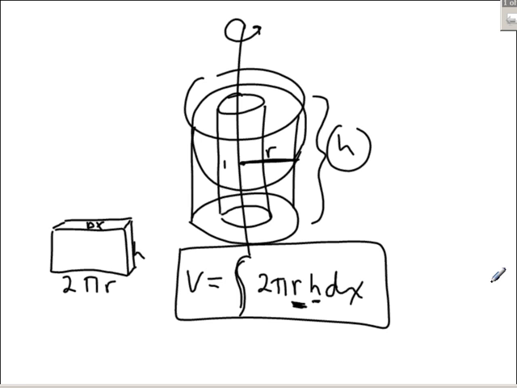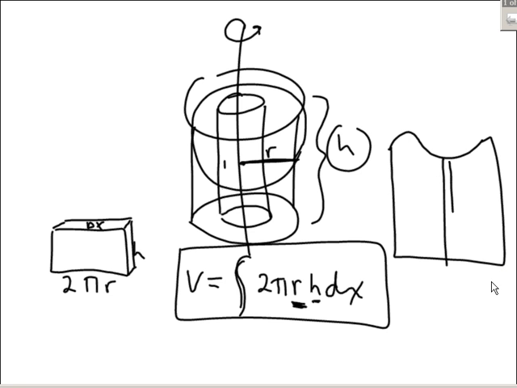And the paper towels, if you take a knife and cut the top, might look like that. So the heights will be different. The height will be h of x. And if we're revolving around the x-axis, it'll be dx. Okay, let's try an example.